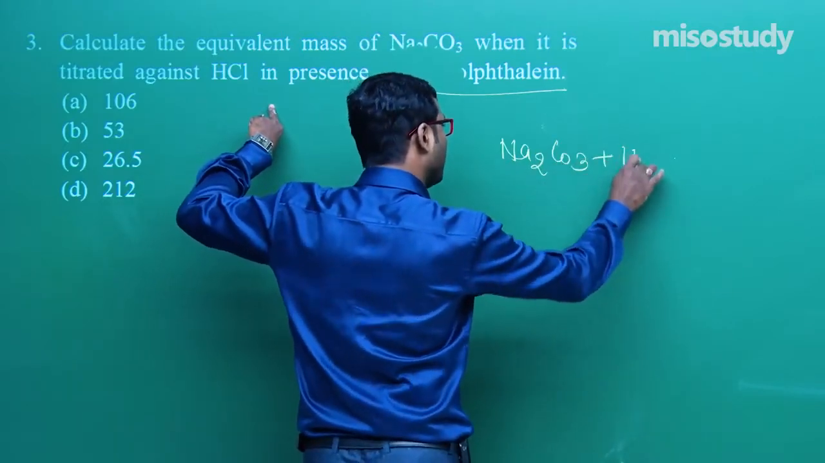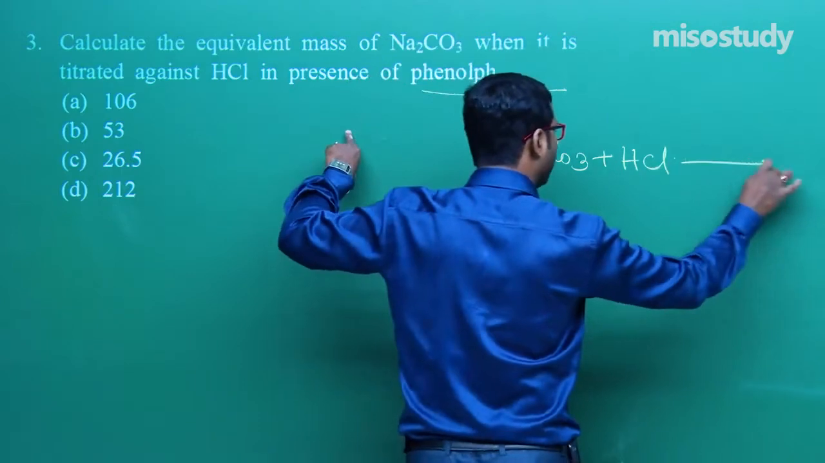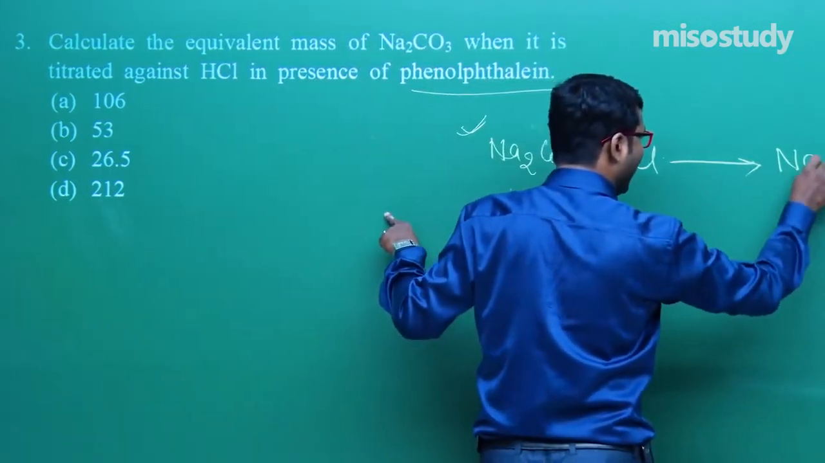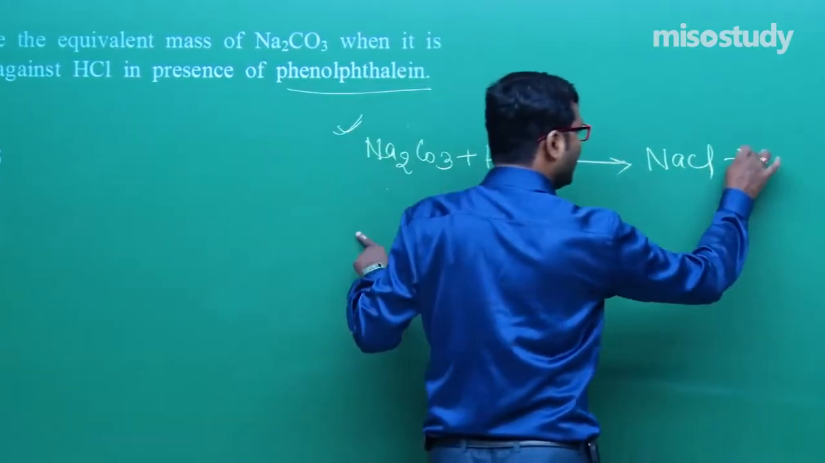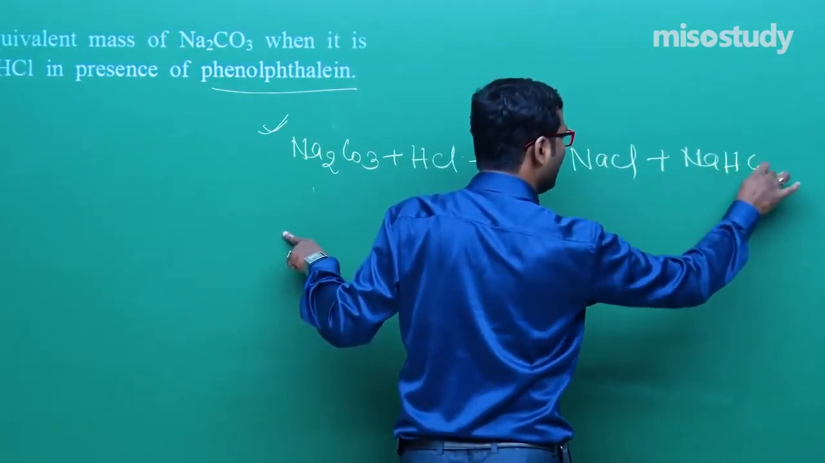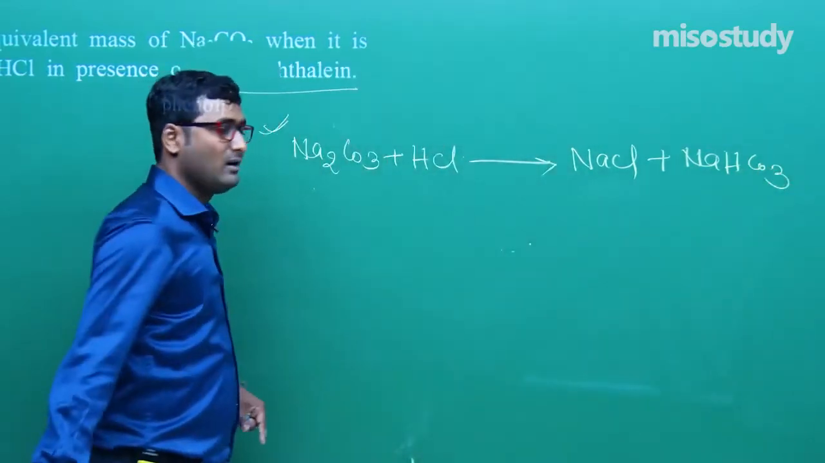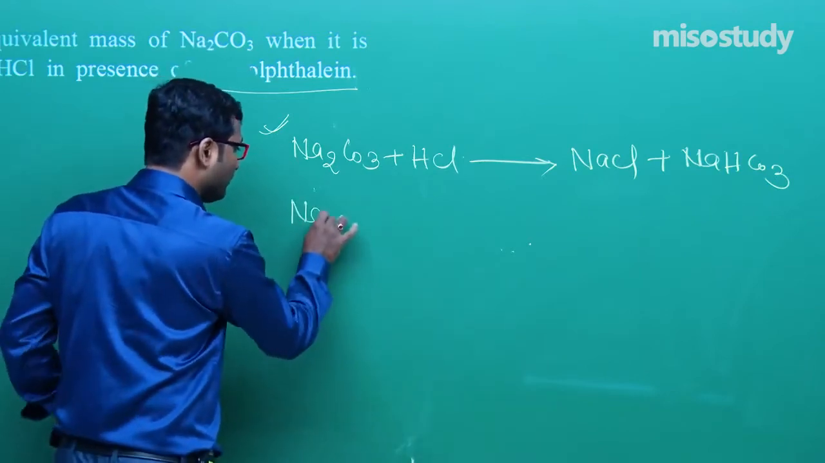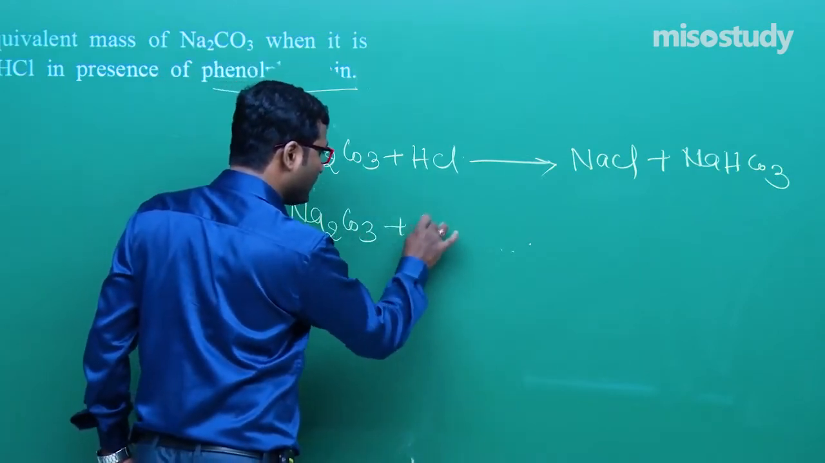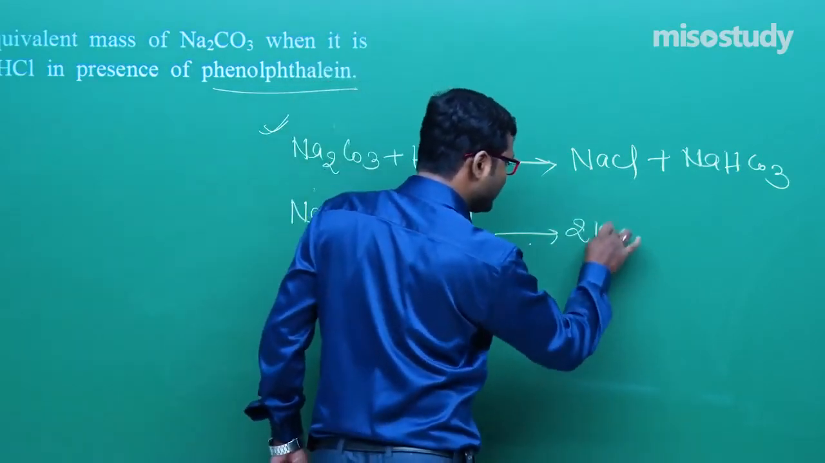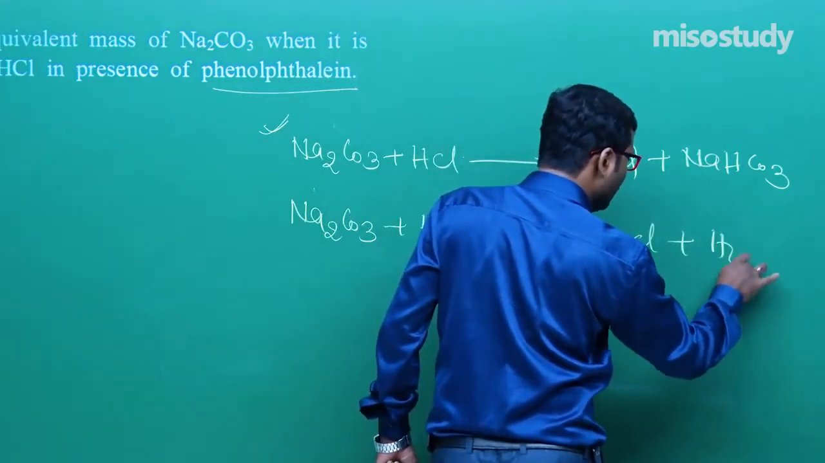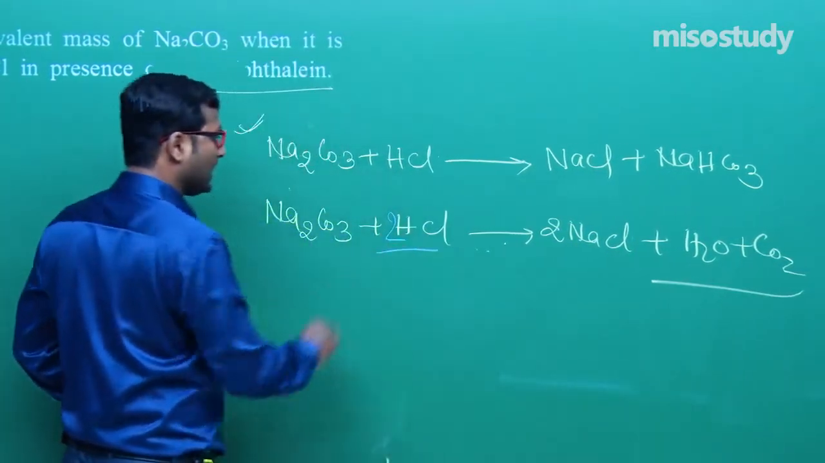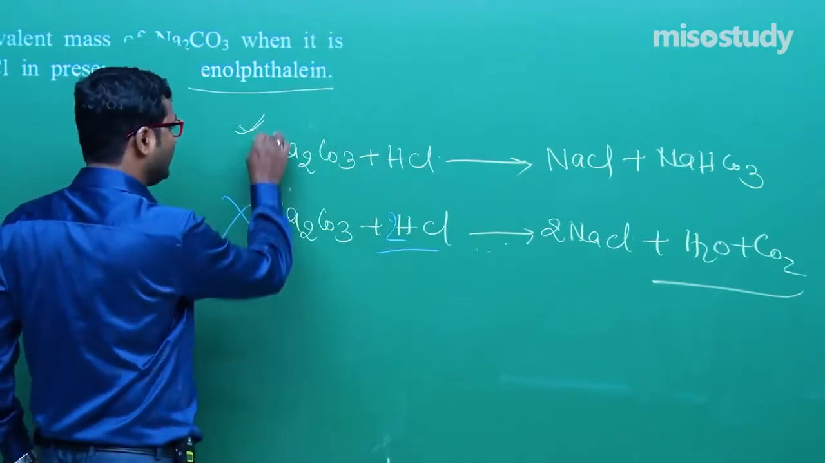Na2CO3. Look, this is one of the best questions in acid base titration. I have also discussed this, and again I am discussing it. Na2CO3 will give NaCl and NaHCO3. This is the reaction. Not this reaction, 2NaCl plus H2O plus CO2. Be careful, in this case this will not be the reaction. Listen to me carefully, this is not the reaction. Here phenolphthalein is an indicator.